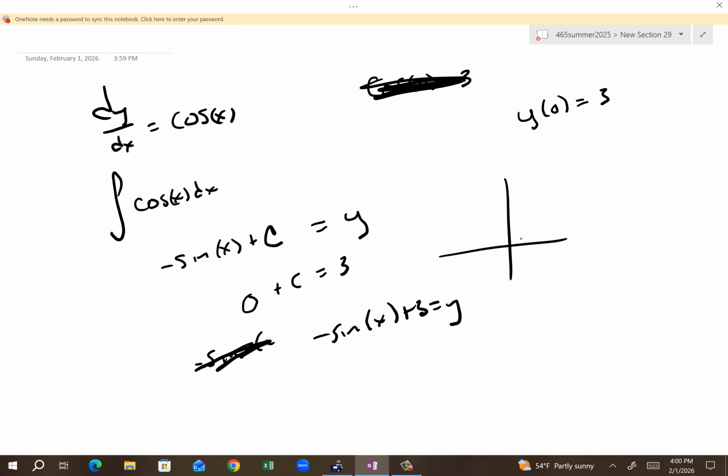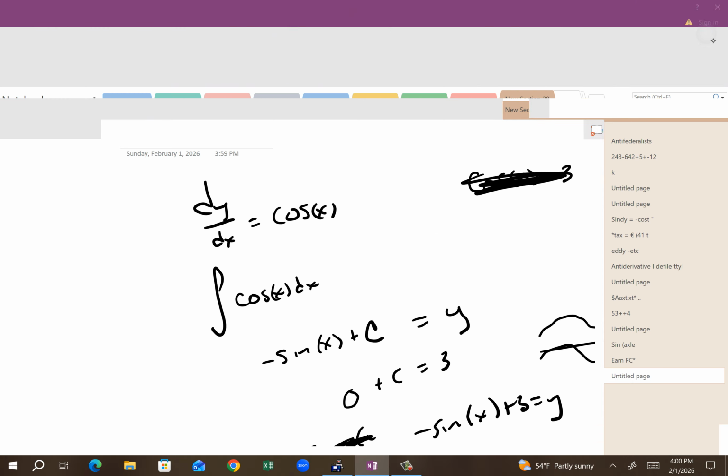What is the difference between that function and this function? It's been shifted up. Does it change the shape of the graph? No. Does it change the slope? Not a bit. So that's just what this part's about. Let's do a couple more of them here so you get the hang of it.